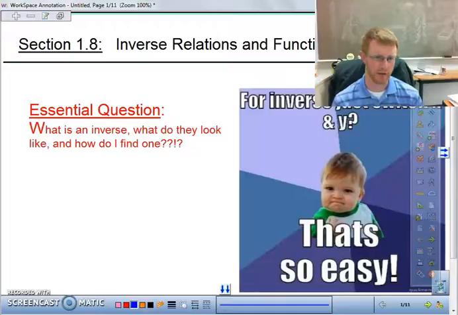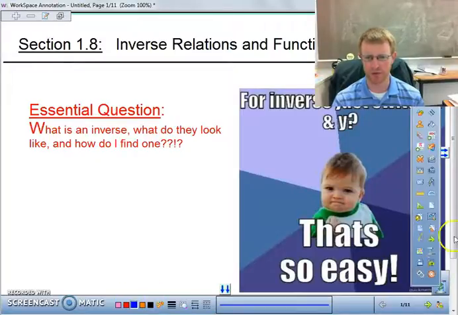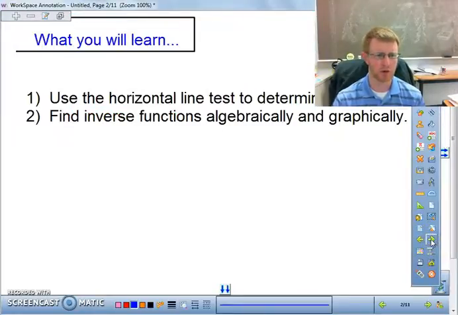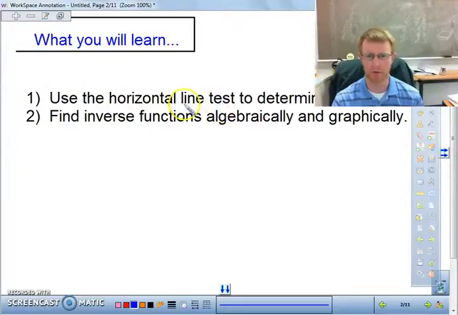This is section 1.8, inverse relations and functions. So what we're going to talk about is what an inverse is, what they look like, and how you find one. There are a few things that we need to get through. Shouldn't be too big of a deal, but this is something that you definitely have done before in Algebra 2. So we're going to use the horizontal line test to determine whether we have inverse functions, and we're going to find inverse functions algebraically and graphically.